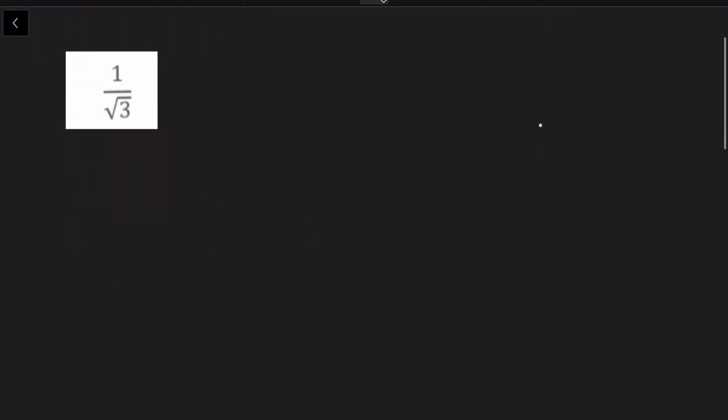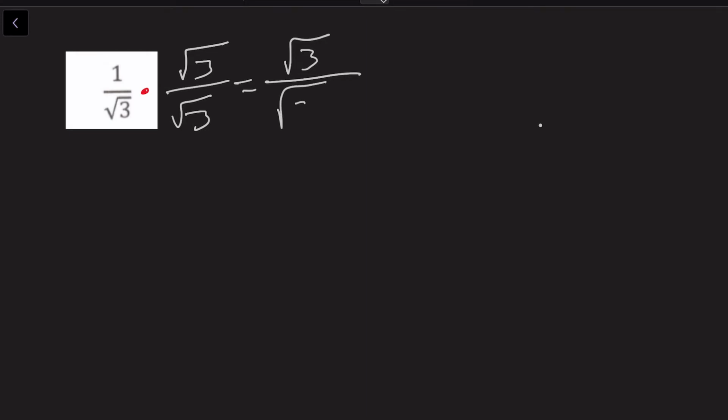All right, let's do this first example right here. 1 over square root of 3. All we're going to do is multiply by the square root of 3 over the square root of 3. This is going to give you 1 times square root of 3, which is square root of 3 on top. On bottom, we got square root of 3 times square root of 3, which is going to be square root of 3 squared, which is 3. So we get square root of 3 over 3. And that's our final answer.